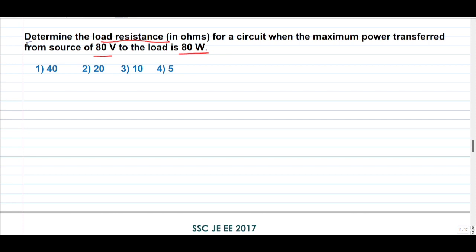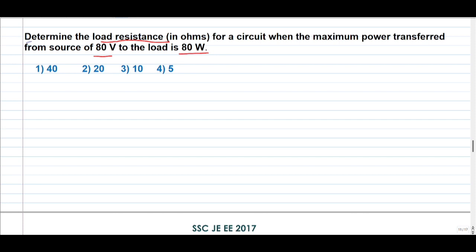Welcome all. Now let us solve the first question. Determine the load resistance in ohms for a circuit when a maximum power transferred from the source of 80 volt to the load is 80 watts. Okay. Now we will solve this.